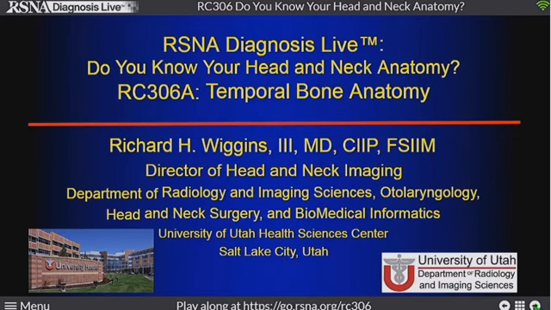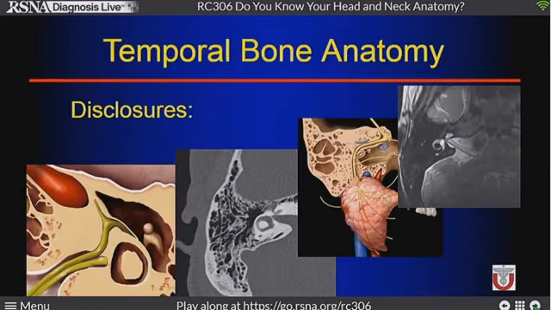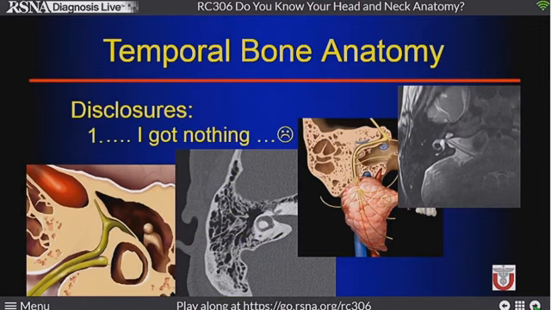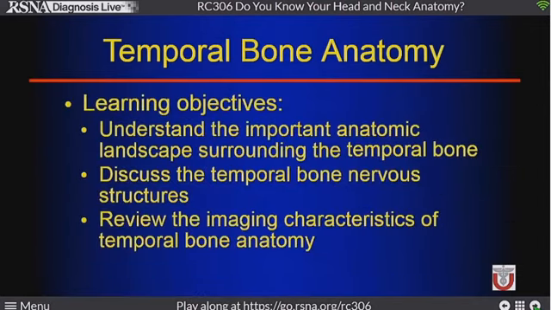So I'm going to start off the show with temporal bone. Dr. Phillips is going to talk about skull base, and then Dr. Curtin is going to talk about larynx anatomy. I have nothing significant yet to disclose to you. We're going to be looking at anatomy. We'll talk about the important anatomy of the temporal bone, discuss some of the nervous structures, and review the important imaging anatomy of normal temporal bone.